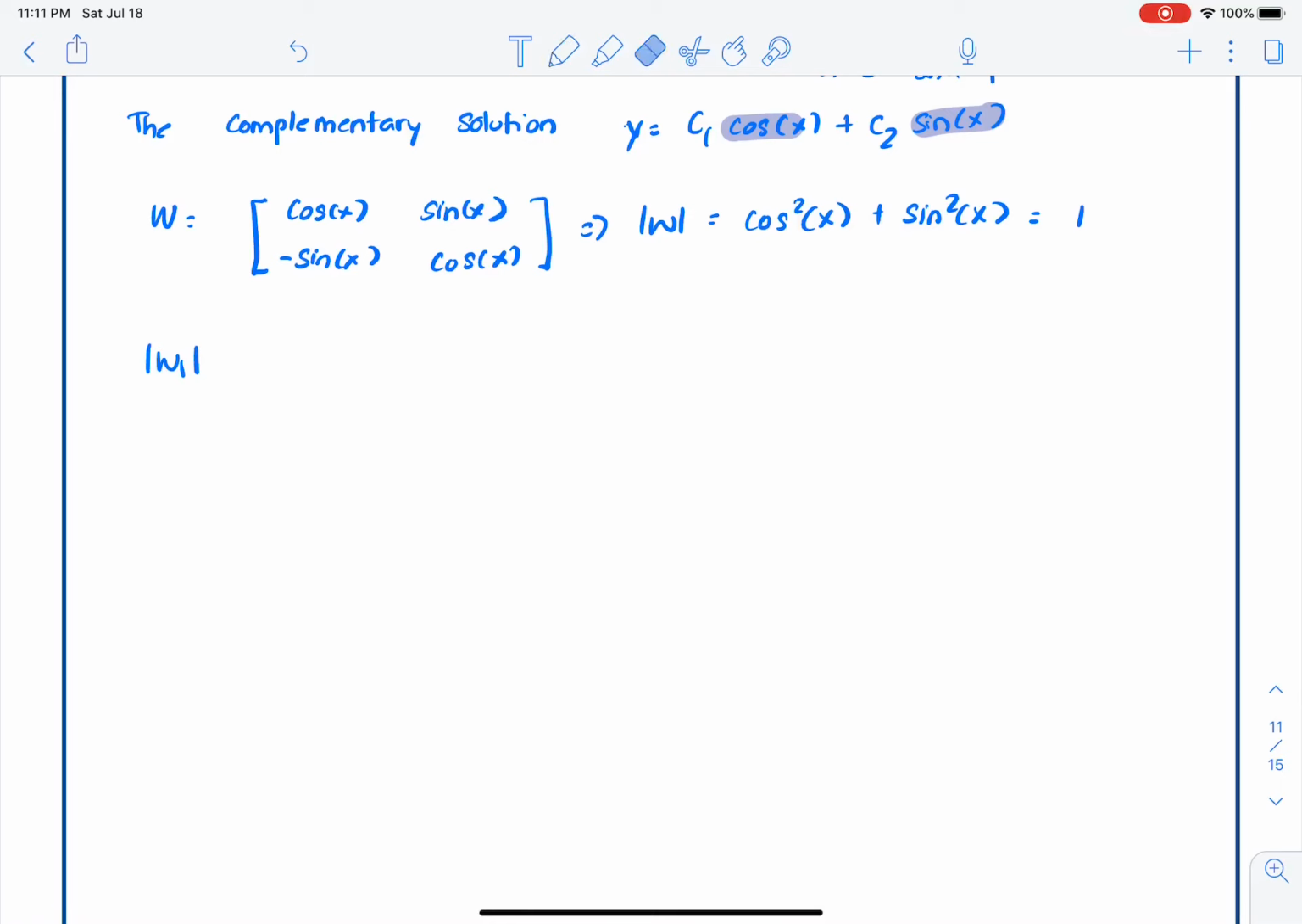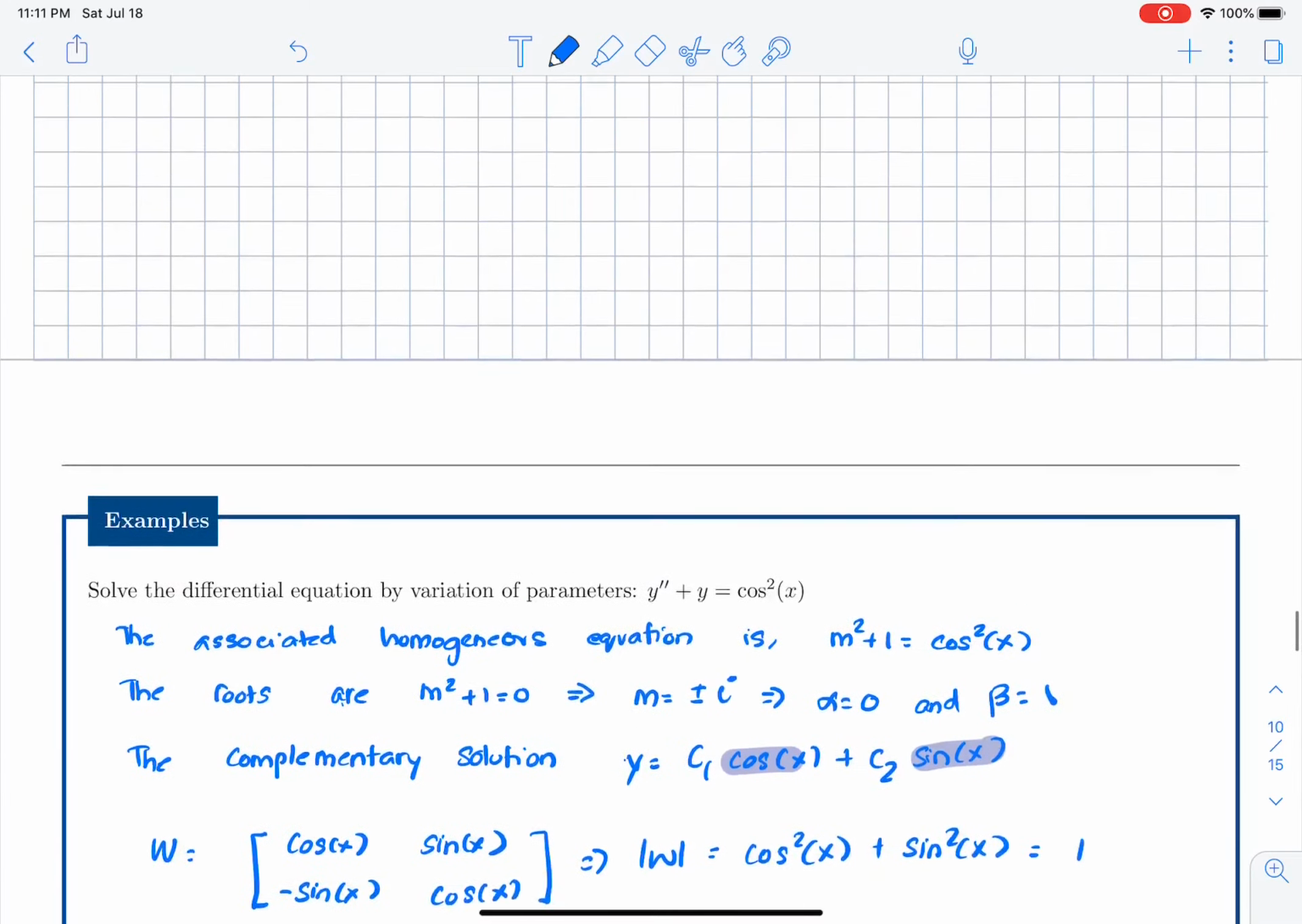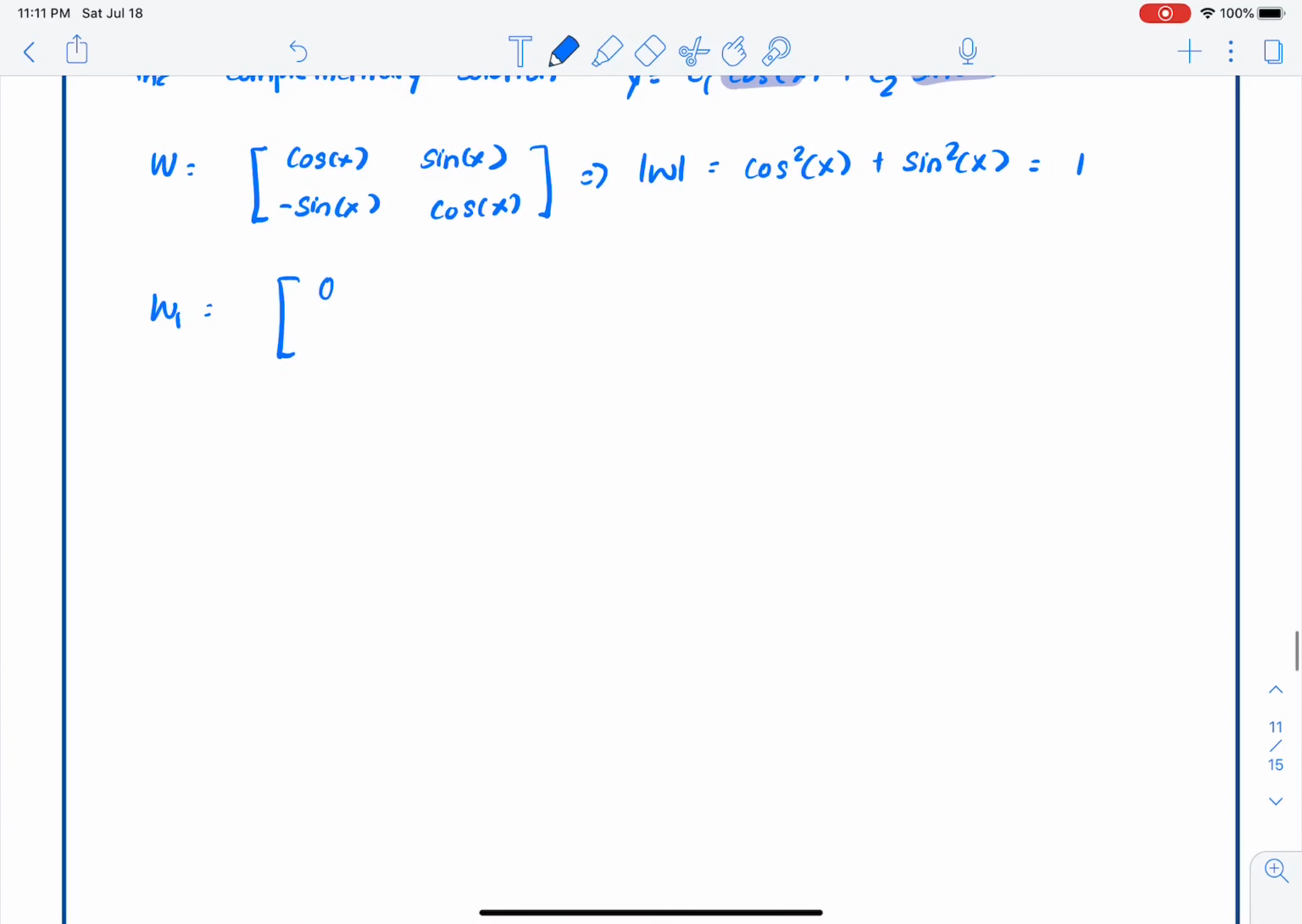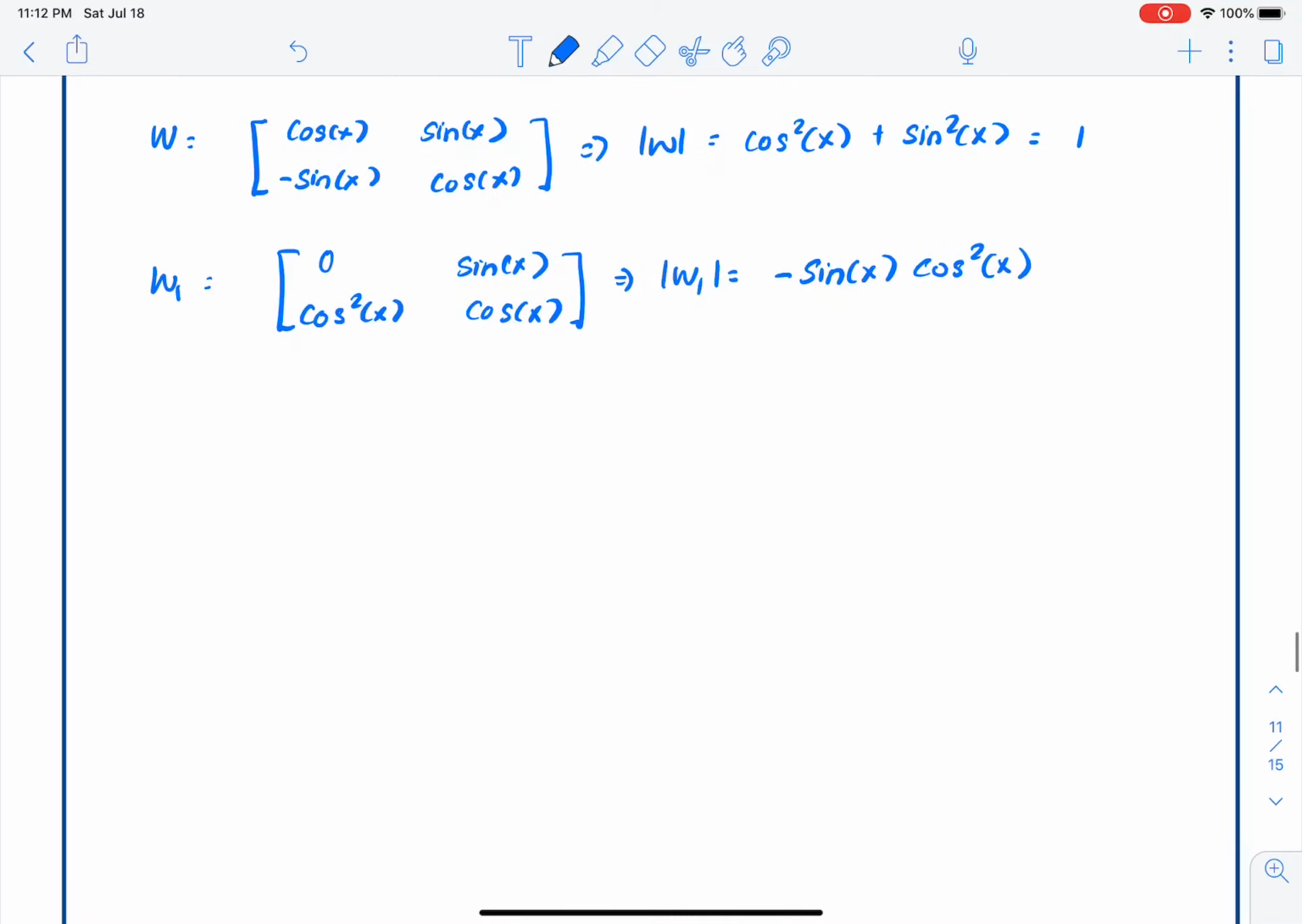W1, the matrix W1, is 0, cosine squared x, sine x, cosine x, which would imply the determinant of W1 is negative sine x cosine squared x. U1 prime is the determinant of W1 divided by the determinant of W, which in this case is simply 1. So we have minus sine x cosine squared x.